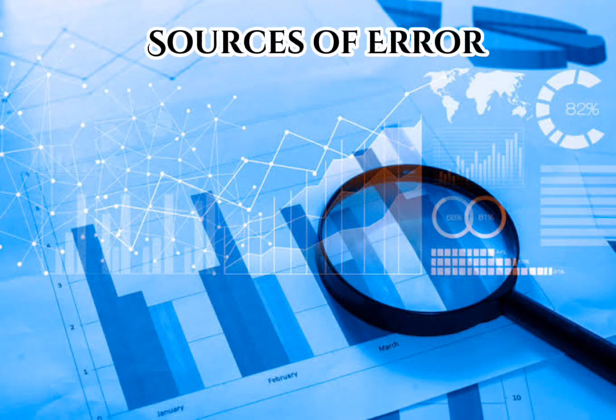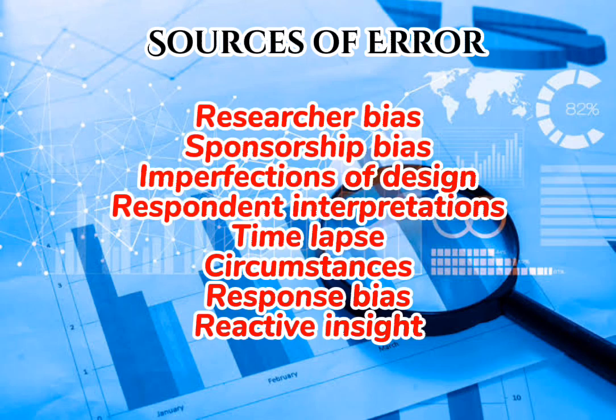Sources of error. Before continuing with the outline of the procedures for developing a questionnaire, it may be worthwhile to consider some of the types of questionnaire error not already discussed. Some of the more common types of error or bias, not all of which are limited to questionnaires, are the following. Researcher bias, sponsorship bias, imperfections of design, respondent interpretations, time-lapse, circumstances, response bias, and reactive insight.